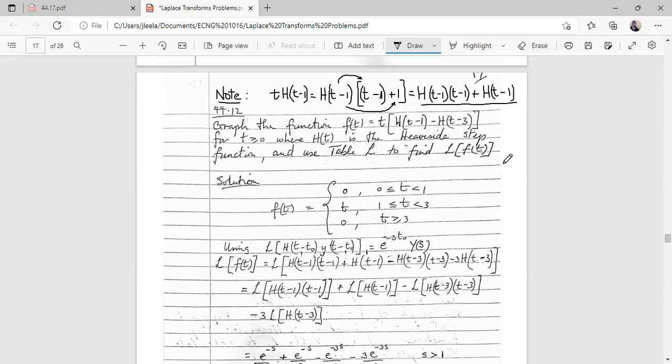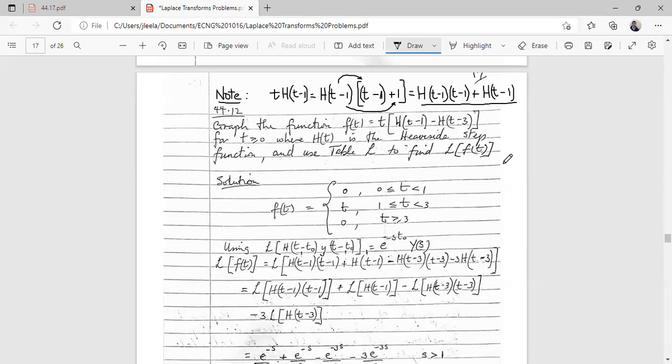So we have here, graph the function. The function between 0 and 1 will be 0, because both functions won't step up. The first function will step up when it reaches 1, and the second function will step up when it reaches 3. So both of them are 0 between 0 and 1, right?